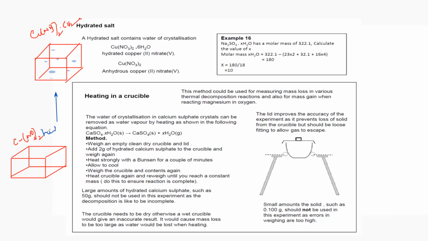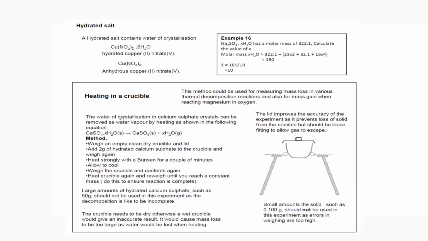So how can we work out the water of crystallization? Practically, how can it be done? For this purpose, we will use a crucible. The water of crystallization in calcium sulfate can be removed as water vapor by heating. First, we measure the mass of the empty crucible with the lid on it. That is M1.